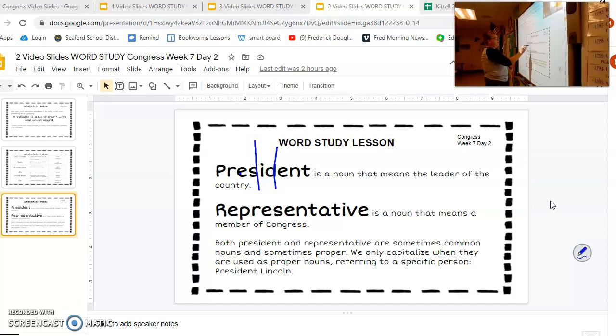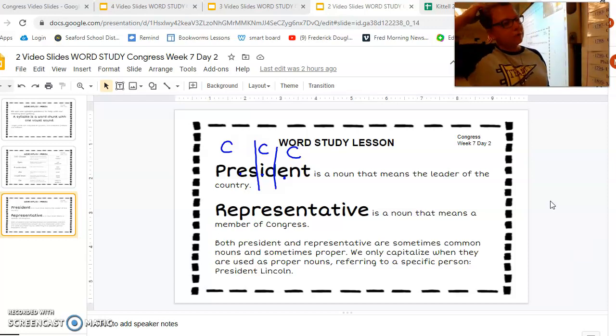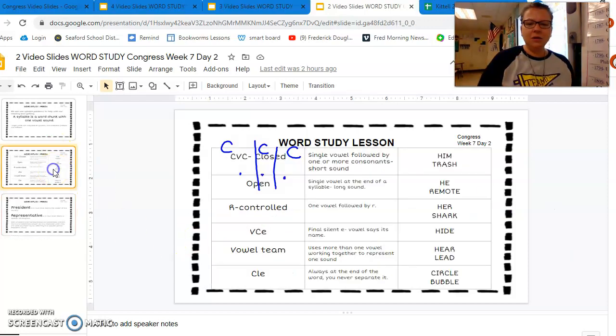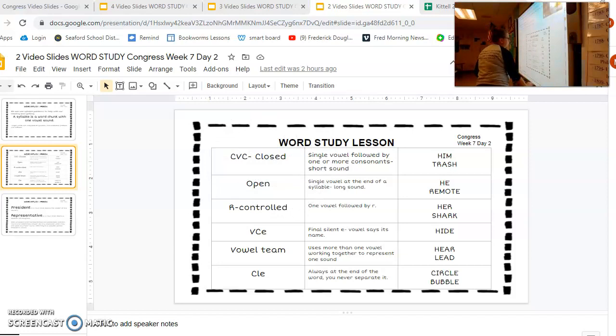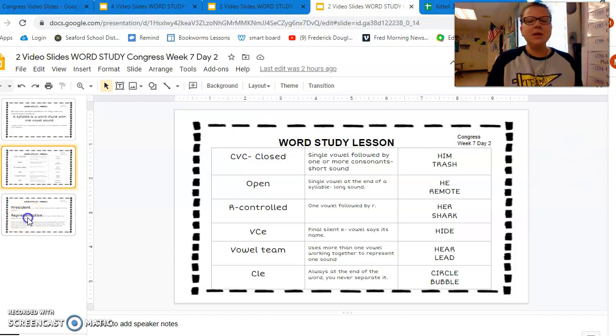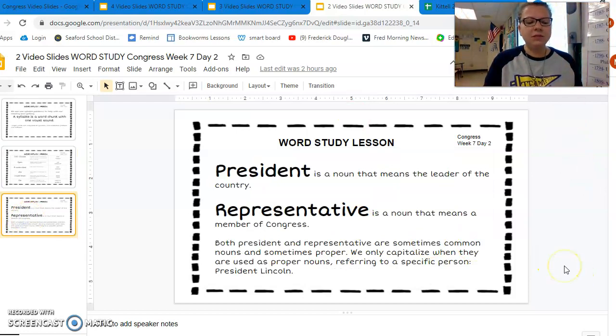E is a vowel, I is a vowel, and E is a vowel. So press will be a closed syllable, id will be a closed syllable, and ent is a closed syllable. So that was easy, right? The closed one is the one that, if I go back in here, has a single vowel followed by one or more consonants. Okay, president.